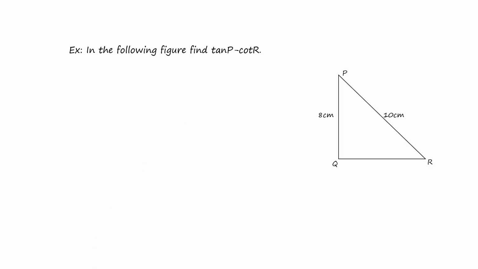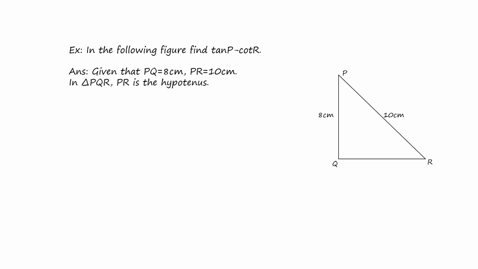Let's see another example. In the following figure, find tan P minus cot R. The question itself says that here we have to take two angles of reference. One is angle P and the other one is angle R. Let's see the diagram. Let's go for solving it. Given that PQ equals 8 centimeter, PR equals 10 centimeter.